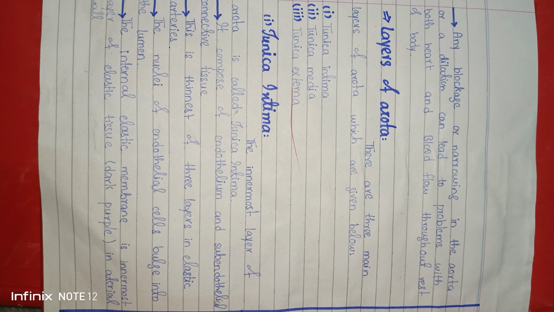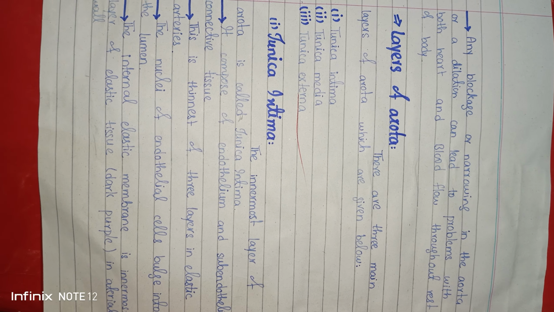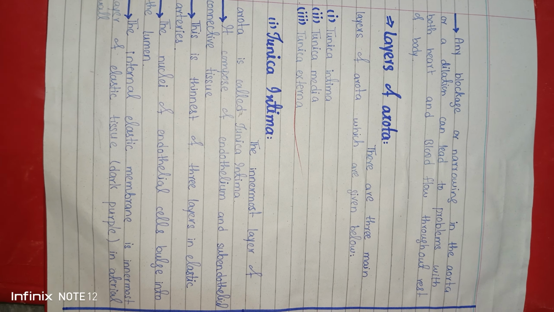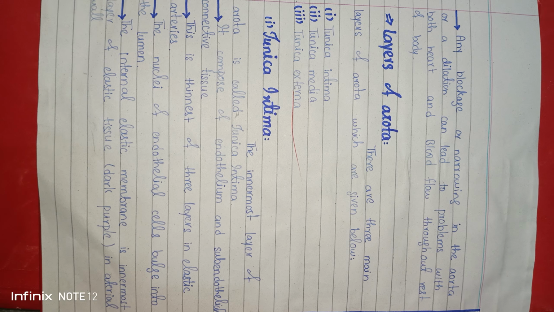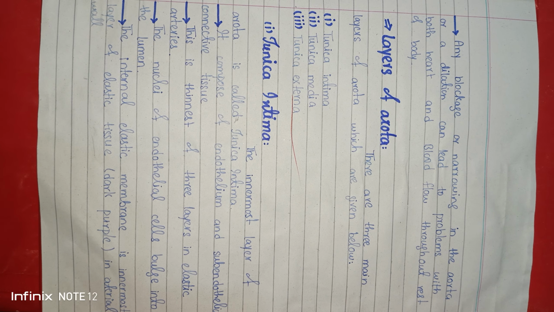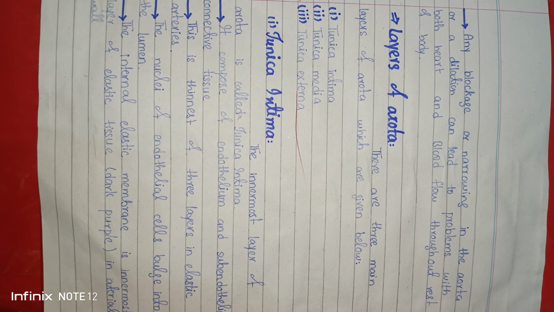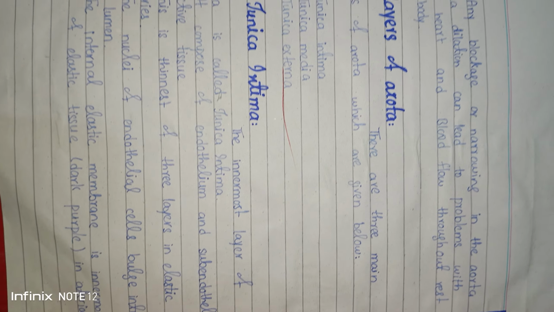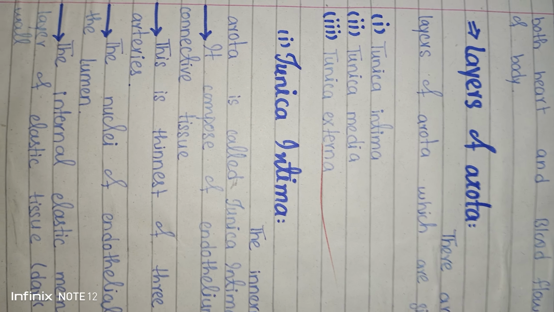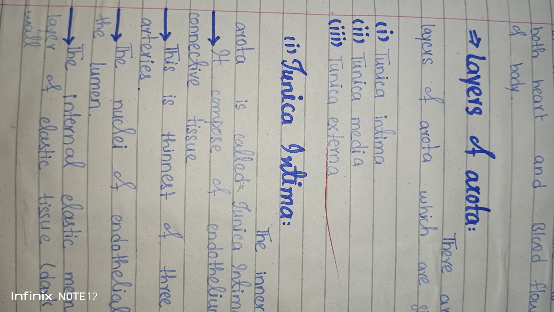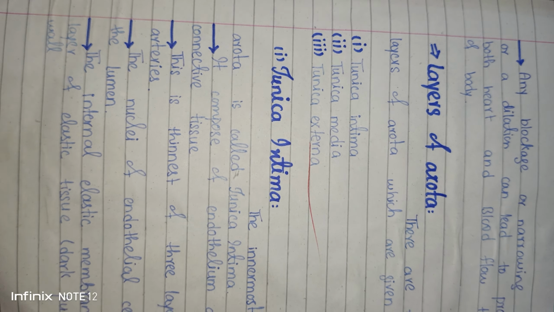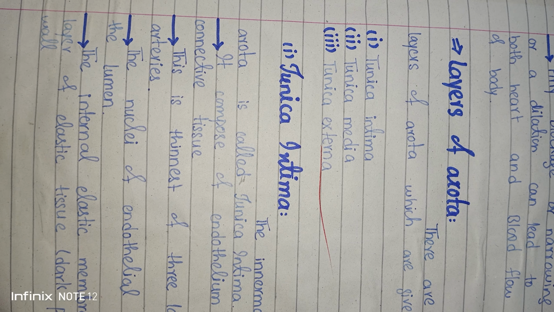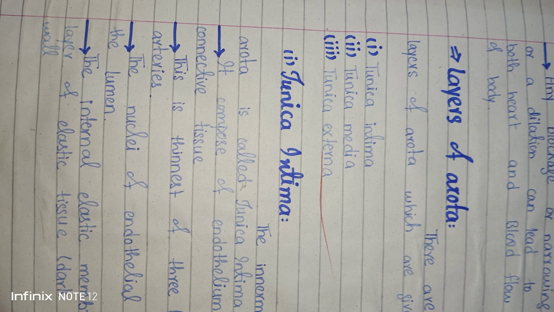Any blockage or narrowing in the aorta or dilation can lead to problems of the heart and blood vessel flow. So therefore it is very important to determine the blood pressure in the aorta. So now we discuss the anatomy of aorta. We discuss the layers of aorta. There are three main layers. First is the tunica intima, tunica media and tunica externa, which can also be called as tunica adventitia. Okay, and the last third layer, tunica externa, can also be called as tunica adventitia.